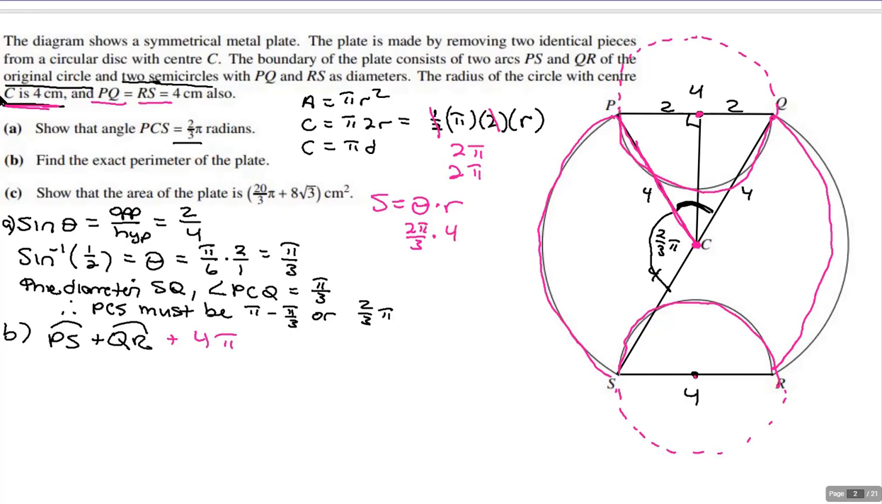8/3 pi. So 8 out of 3, yeah, pi. Right, so it's going to be 8 pi over 3. This is going to be 8 pi over 3. And this is going to be 4 pi, right? Yeah. Add them all together. Tell me what you get.